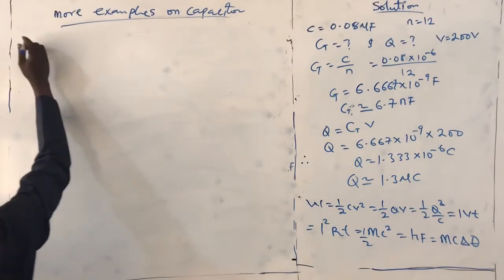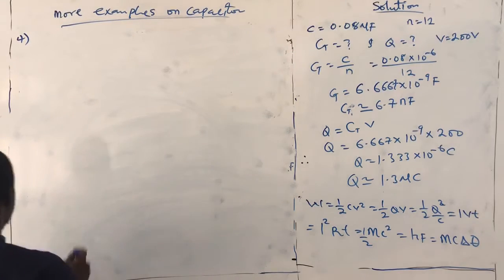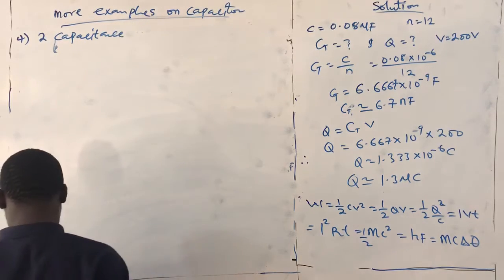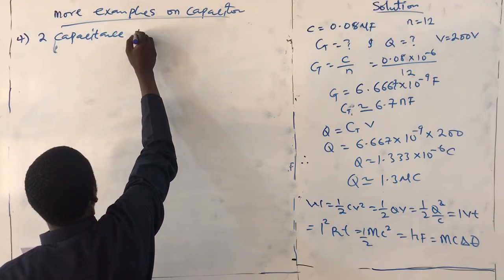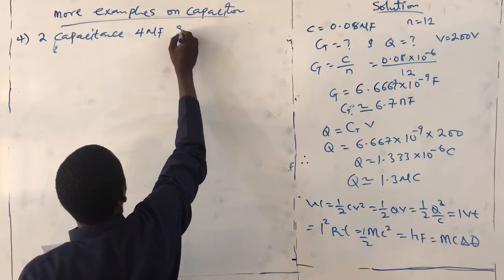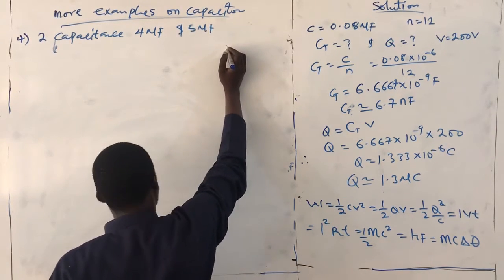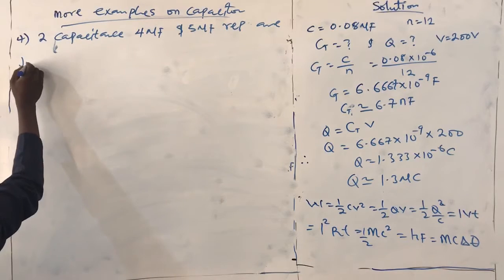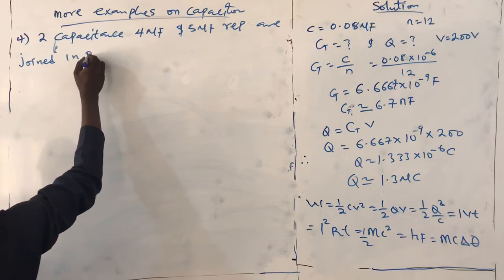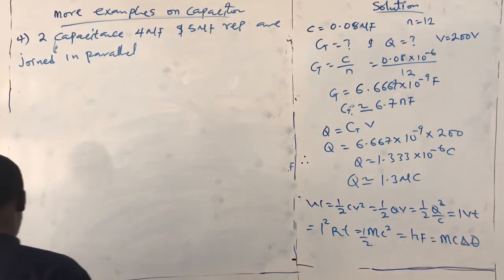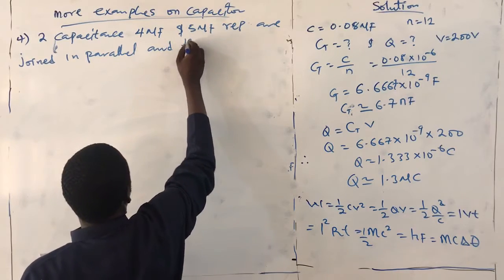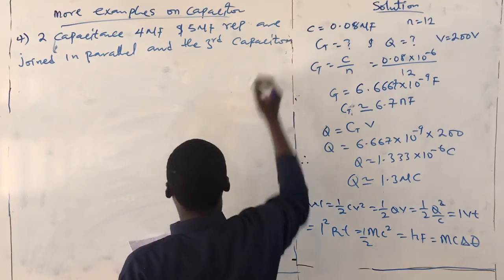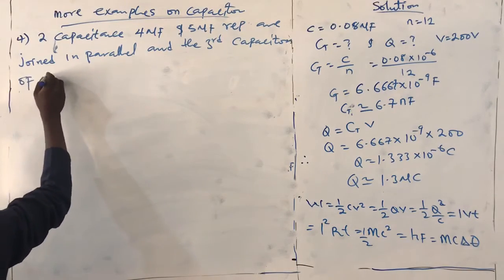So this will be example 4. We say two capacitors, 4 microfarad and 5 microfarad respectively, are joined... capacitor of 4 microfarad.